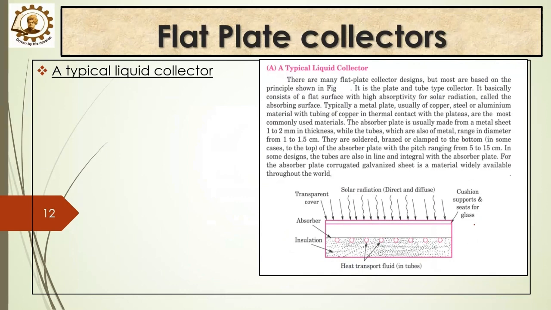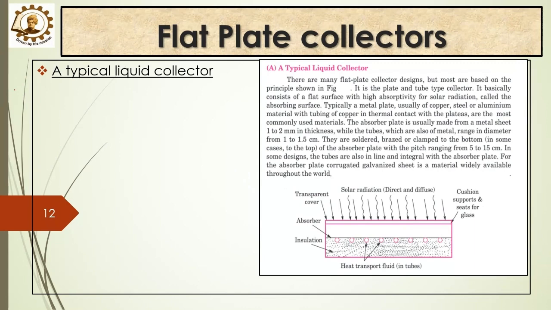Now moving on to the concept of the solar collector, that is a flat plate collector. So as we can see, this flat plate collector is actually a collector device that transfers the heat energy into a liquid in contact with it. So it's a flat plate typical liquid collector, and we need to know how it is constructed and what is the principle of operation.